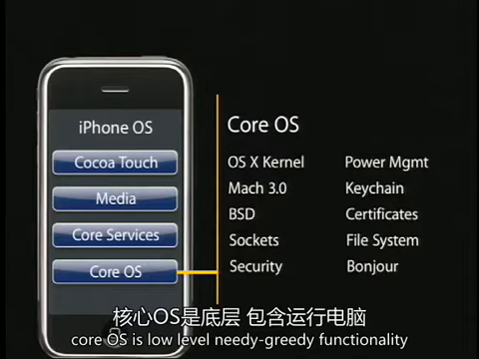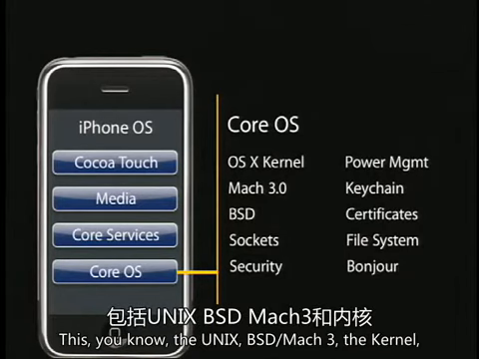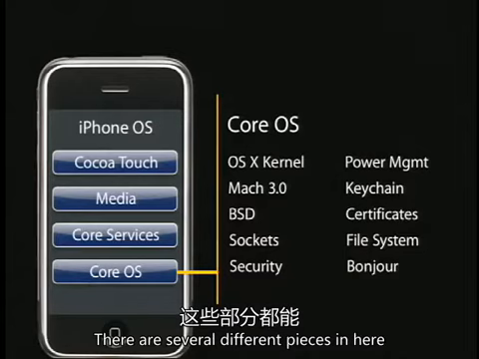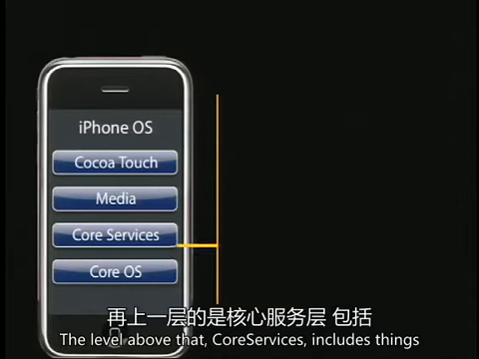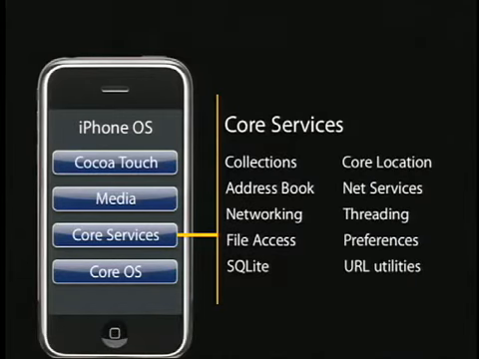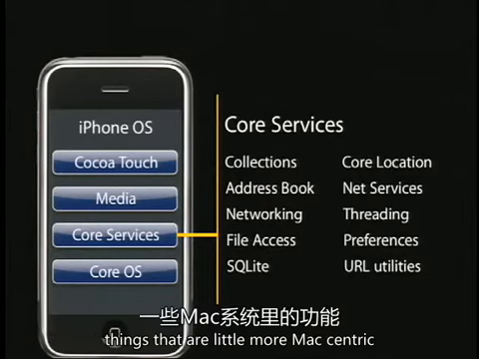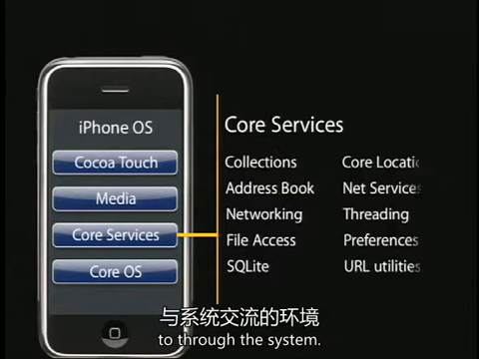Core OS is low-level, nitty-gritty functionality for how you run a computer. There's the Unix BSD, Mach 3, the kernel, Bonjour for discovery and advertising of services. There are several different pieces in here that are available at the lowest level of the operating system. The level above that, core services, includes things like networking, address book, preferences, things that are a little more Mac-centric and set up the environment that your applications will talk to through the system.